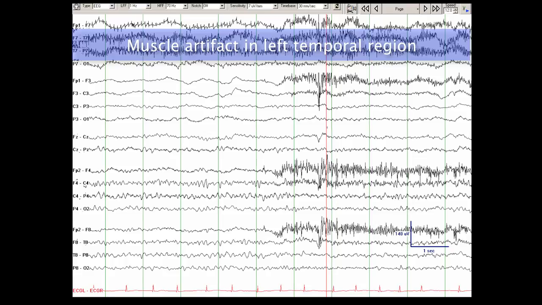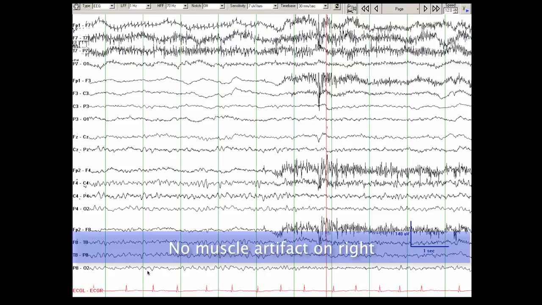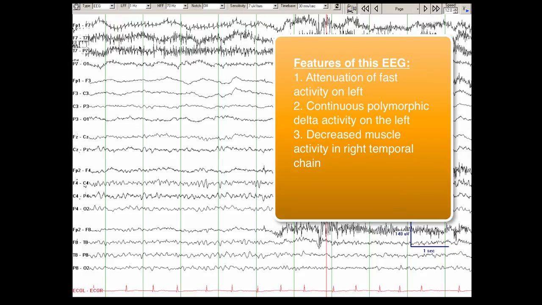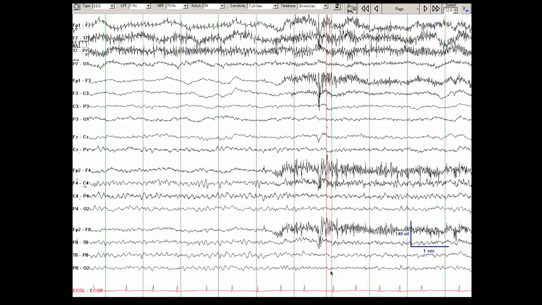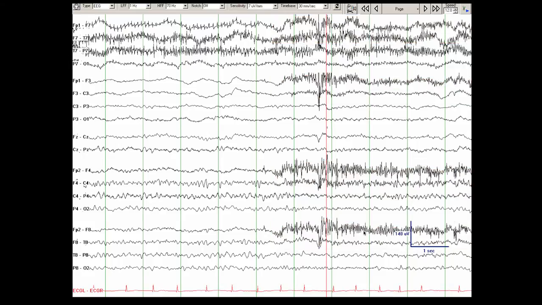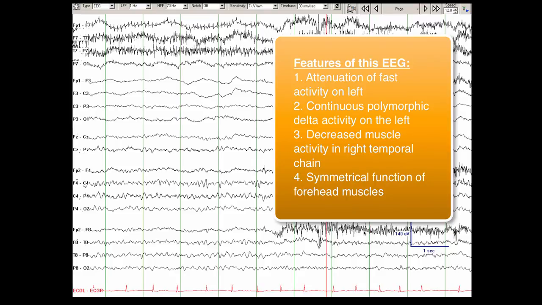Here you can see that there is very prominent muscle activity in the left temporal region, and we see almost no muscle activity in the analogous right temporal region. This would suggest that some of the muscles in the right temporal region, such as the temporalis muscle and some of the facial muscles, are activated on the left but are not activated on the right. If we look in the second half of the page, we do see that there is some muscle artifact in the FP1 and FP2 channels on both sides, and therefore the frontalis muscle is likely functioning fairly well on both sides.